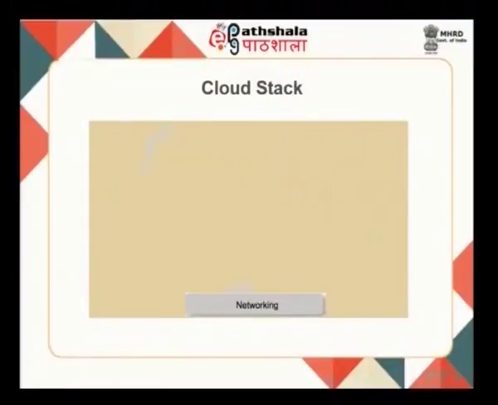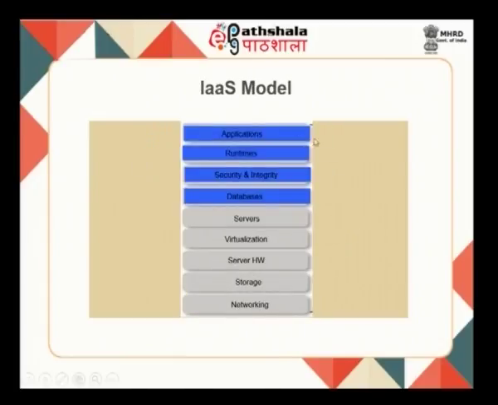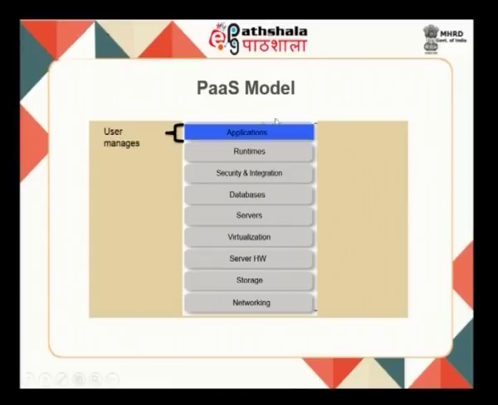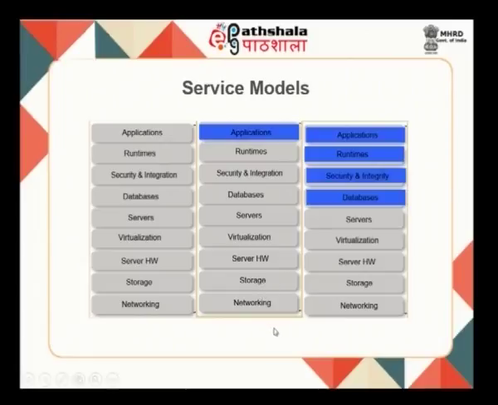Now, we will look at the control of the user over these service models. So, this is the cloud stack. We have networking, storage, the server hardware, virtualization environment, the servers, databases, security, runtimes and the applications. Given these various elements in the server stack, in case of IaaS, the blue ones show what the users are managing. So, users are managing applications, runtime, security and databases, but the rest are all being managed, even in an IaaS model, by the providers. In a PaaS model, users are managing only the applications, the rest are being managed by the providers. And in the SaaS model, everything is being managed by the service providers. So, these are the control models for the different models.